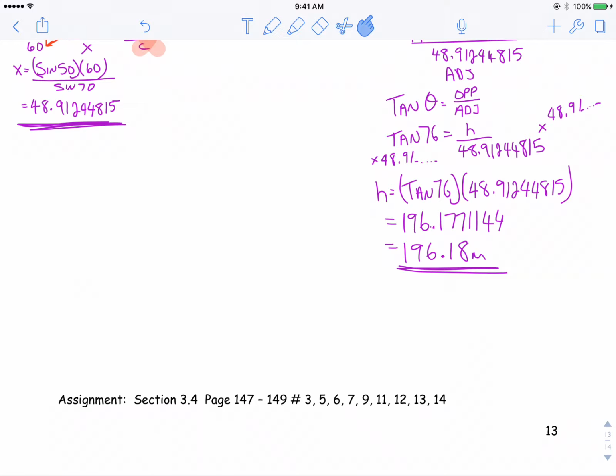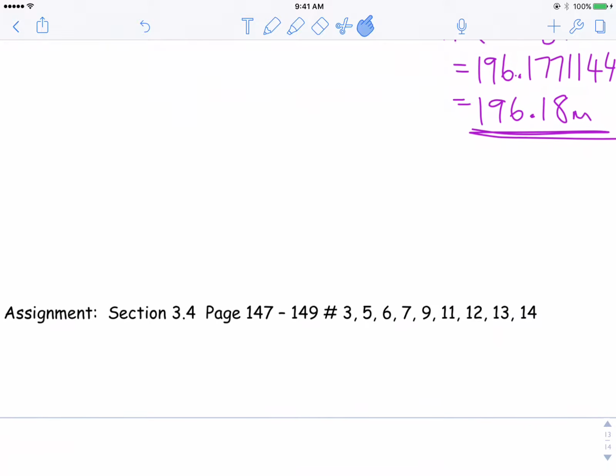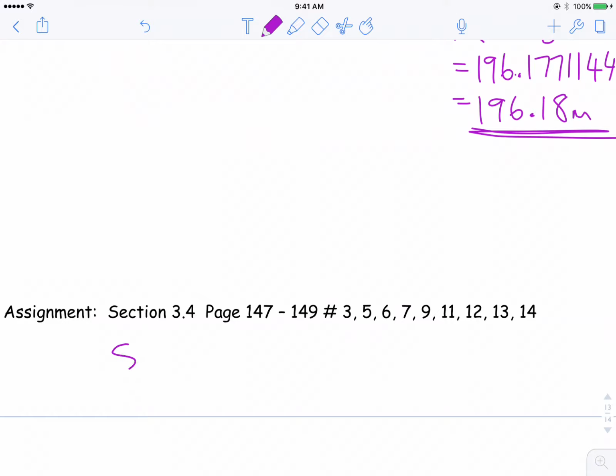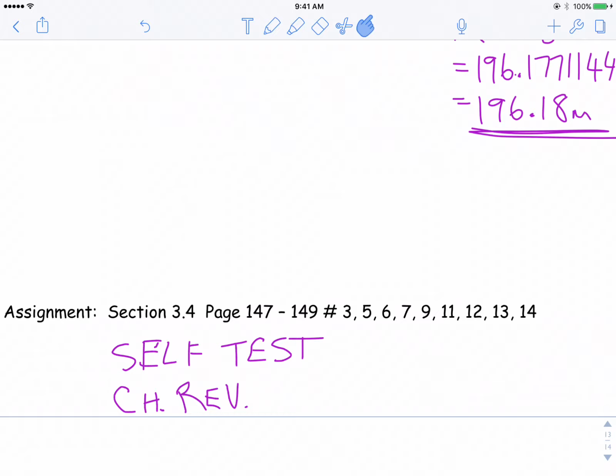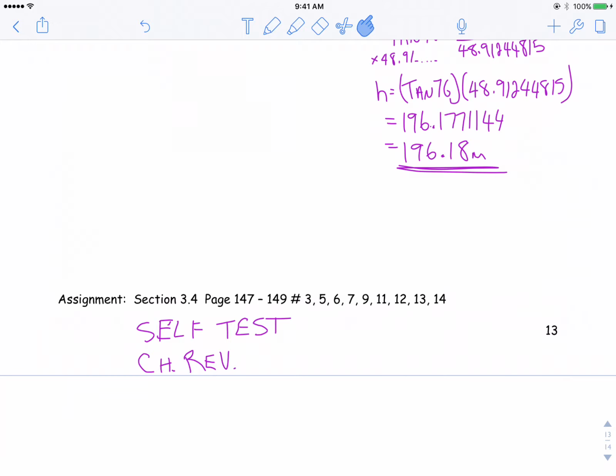So section 3.4 questions are noted there at the bottom of the page. I'm probably going to assign the self-test in the textbook. I'm probably also going to find some kind of chapter review, because it's really important that we understand all of this material. It carries directly over into Chapter 4. So, lots to work on. See you in class.